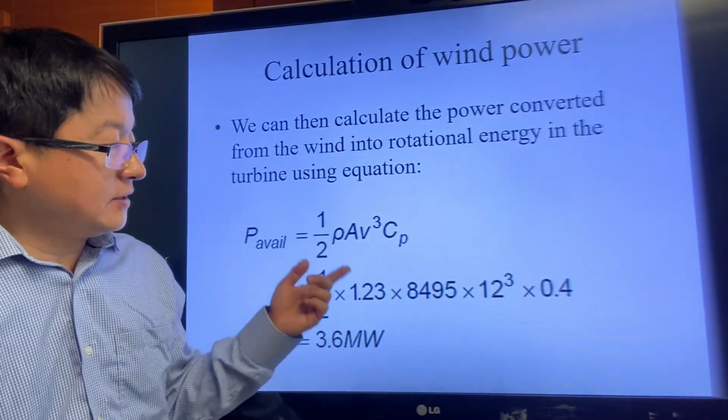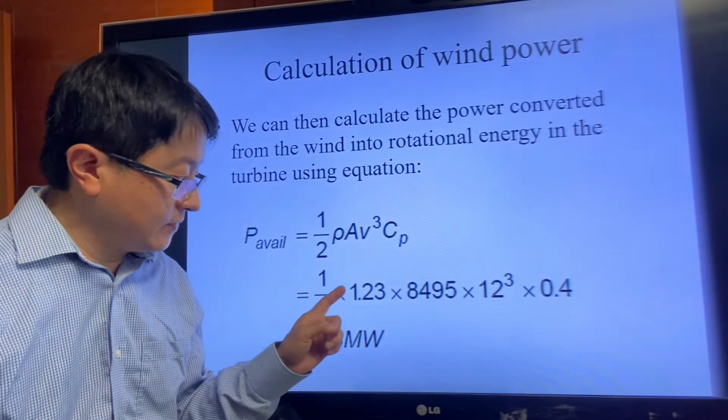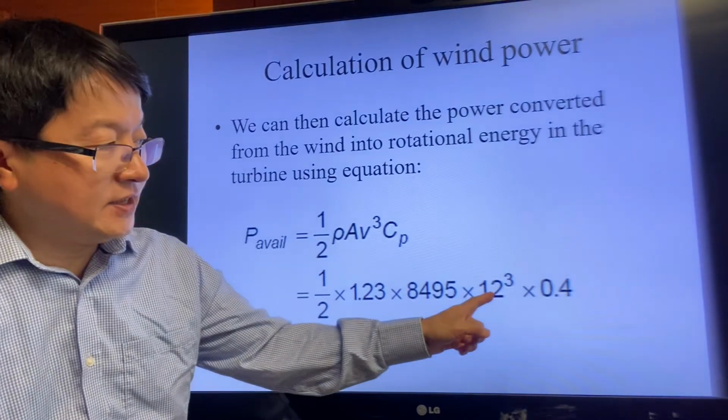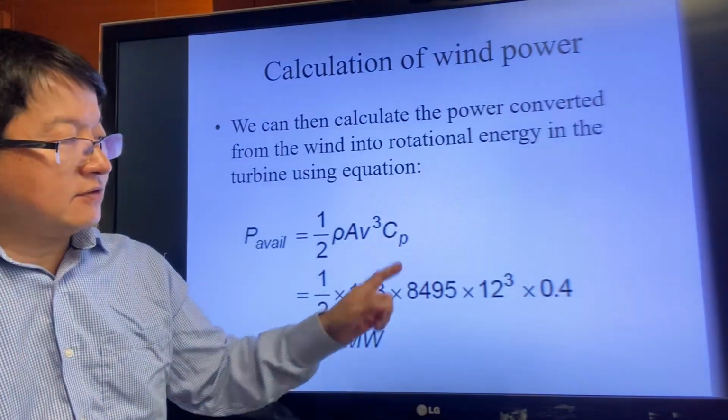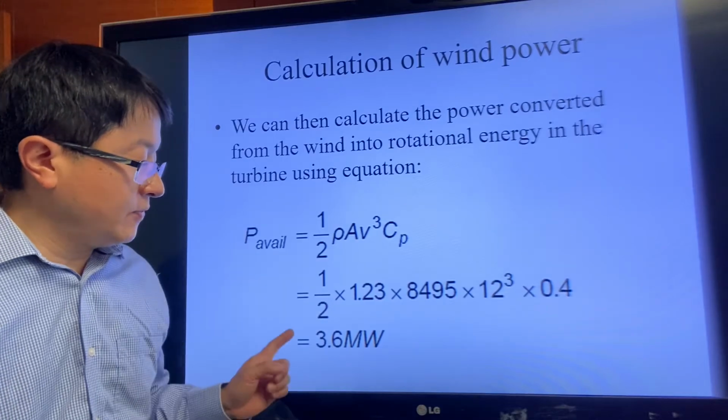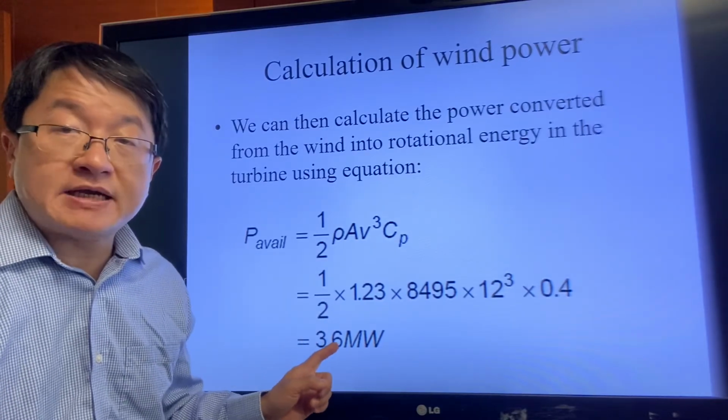And then if we put in the other numbers, the air density, this wind speed v, and the efficiency of the power conversion of 40%, then the power output is equal to 3.6 megawatts.